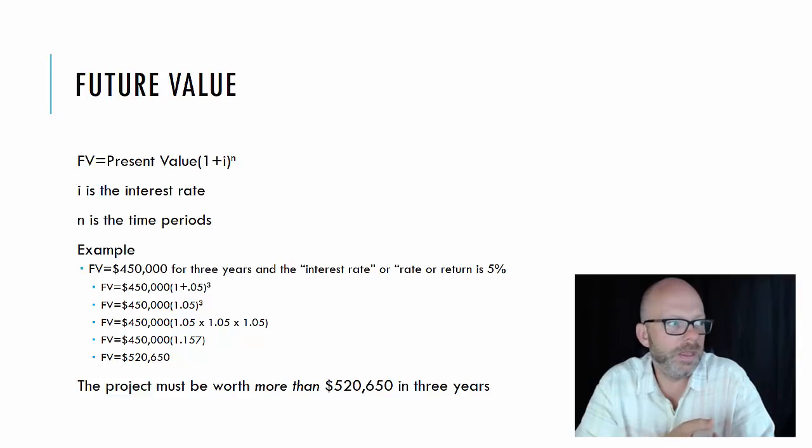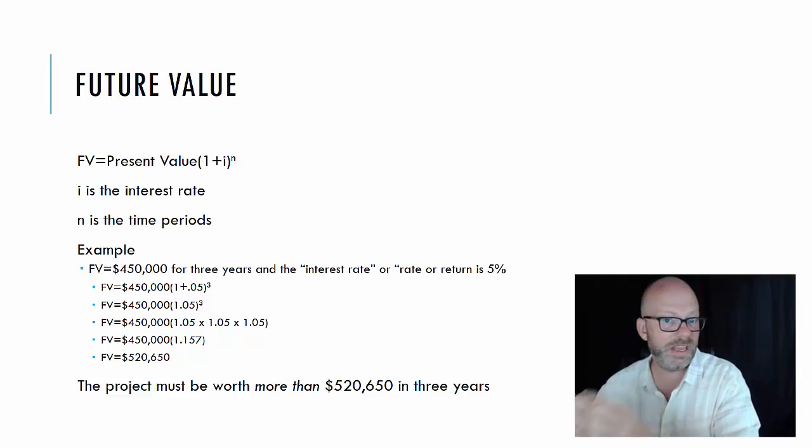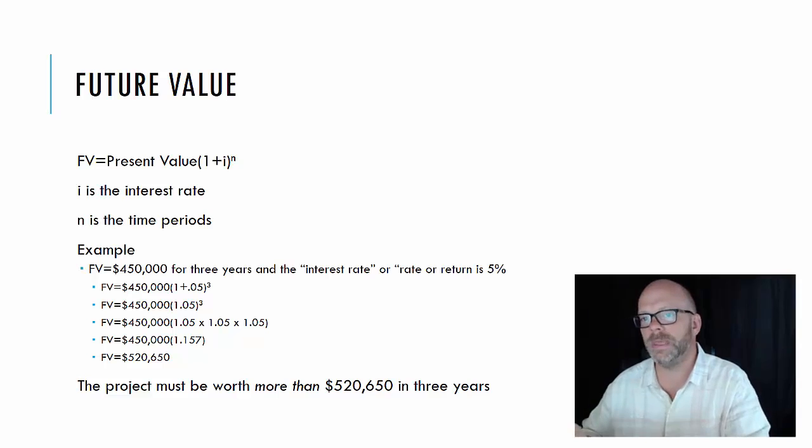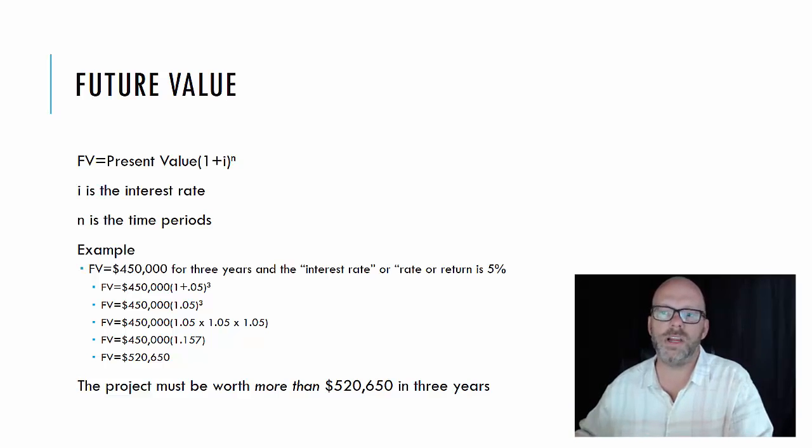So here's the scenario. The future value question, you have to use the formula. You take the present value times 1 plus I to the power of n. I represents the interest rate. They may come out and say the interest rate. They might say the rate of return, something like that. N is the number of time periods, how long the project is going to last.